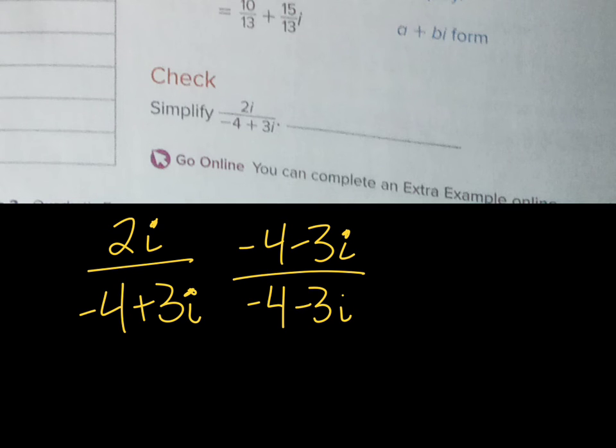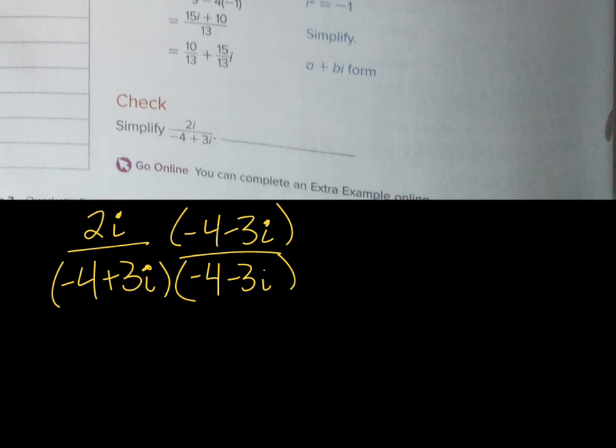And so now we have to distribute and FOIL. So again, our goal is to get i out of the denominator. All right? So here's what we're going to do. We're going to distribute the top. You're going to see this work. So we're going to distribute right here. So that's going to be negative 8i minus 6i squared. Is that okay?